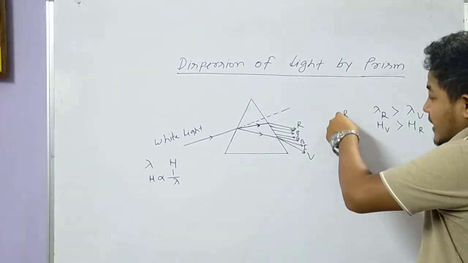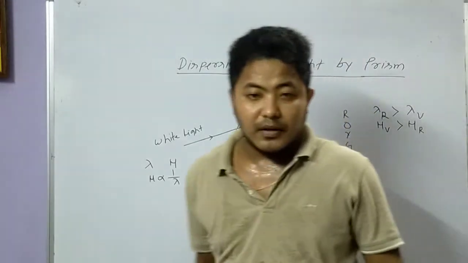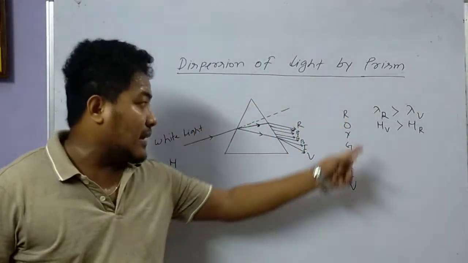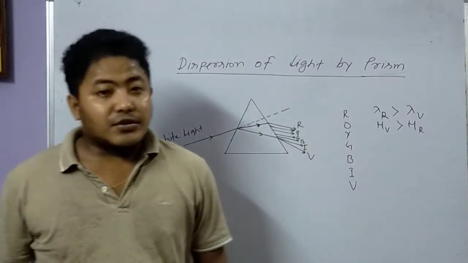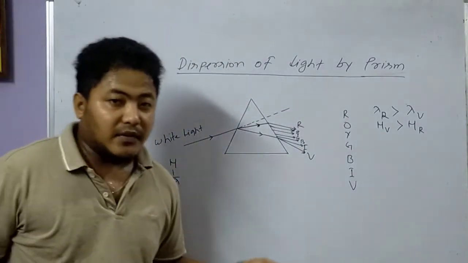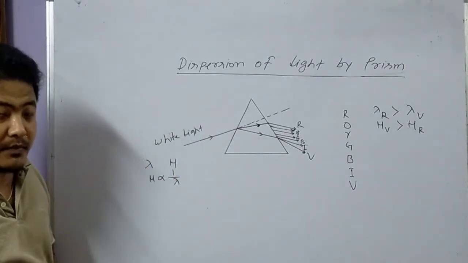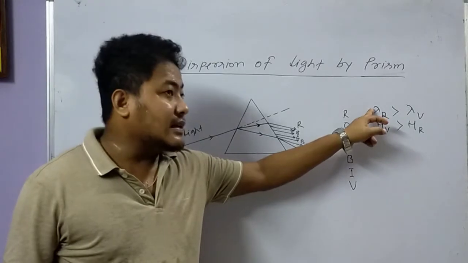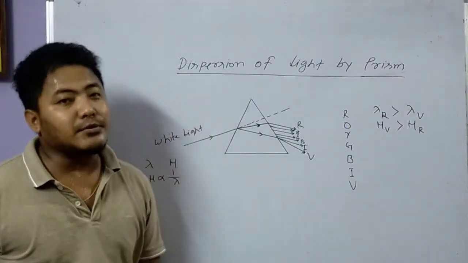That means red color has got maximum wavelength and violet color has got minimum wavelength. That means I am writing that lambda of R is greater than lambda of V. As we found one more relation between lambda and mu, that is refractive index. So mu is inversely proportional to lambda. That means if lambda increases, mu decreases, or if lambda decreases, mu increases.